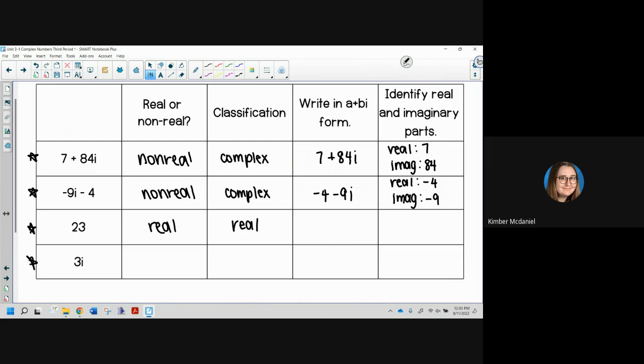Because again, in A plus BI form, A is the real part, BI is the imaginary part. If you are missing the imaginary part of your number, you're going to start by putting the real number plus, and then you're going to put 0i. Because if you think about it, anything that has a coefficient of 0 is simply 0. Because anything multiplied by 0 is 0. So that's just acting as a placeholder. The real part here would be the 23. The imaginary part would be the 0.